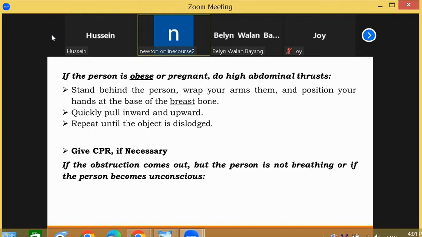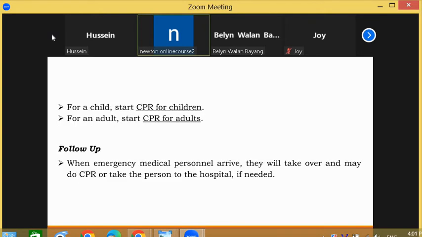Next one is CPR. When can we give CPR? If the obstruction has come out, but the person is not breathing and not conscious, at that time you have to start CPR. Same for a child or an adult: if the patient is not responding and not breathing, you have to do CPR.